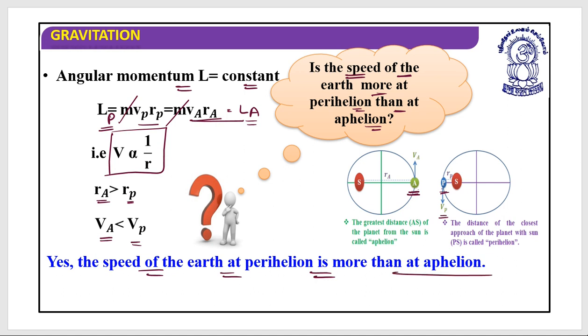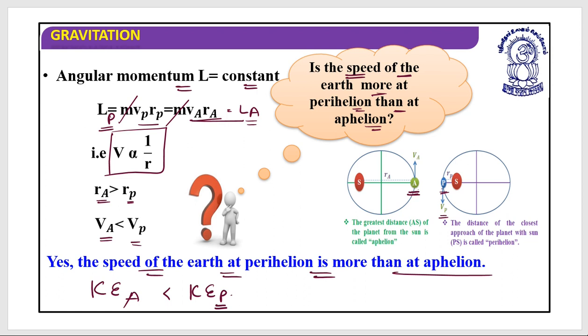While I say the speed of the Earth at perihelion is more than at aphelion, I even say this: the kinetic energy at aphelion is less than the kinetic energy at perihelion. Perihelion probably contains the maximum possible kinetic energy of the planet while revolving around the sun. I hope this is clear.